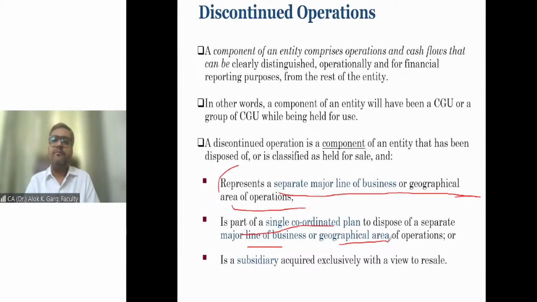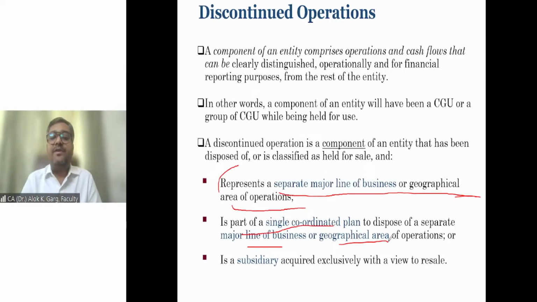Second, let's say Tata Motors wants to be out of the China market. So they have a plant in Beijing, a plant in Shanghai, a plant in Jeonju. So they have 5-6 plants in entire China. So they are discontinuing those plants, right? So they are discontinuing a major geographical area of operations, and it is a part of a single coordinated plan to discontinue from that geographical area of operation gradually and eventually.